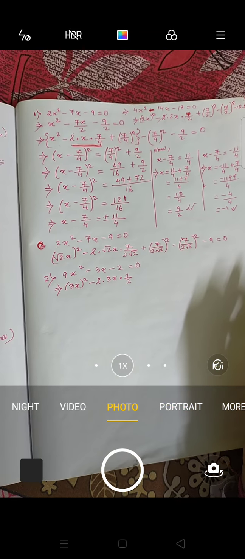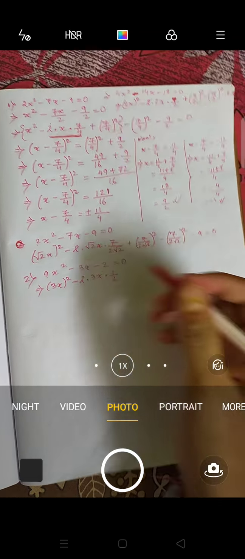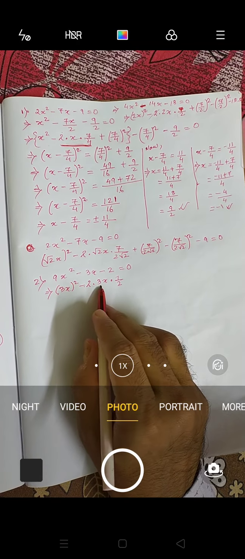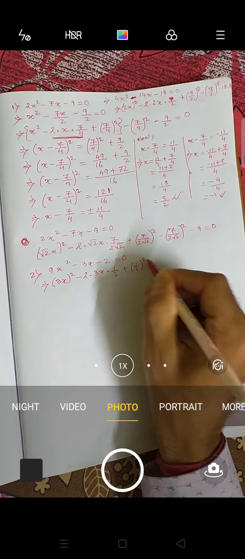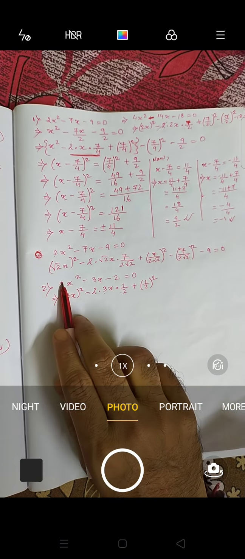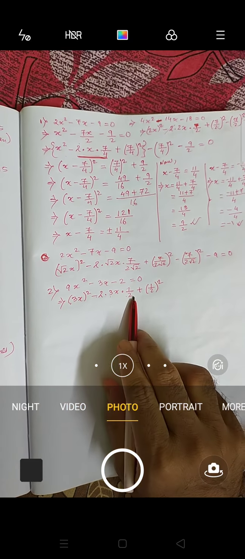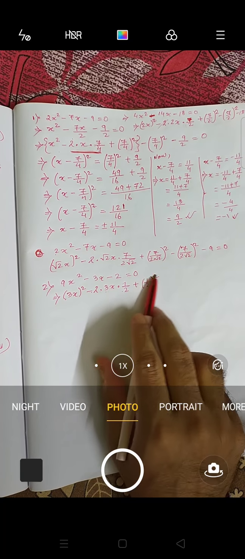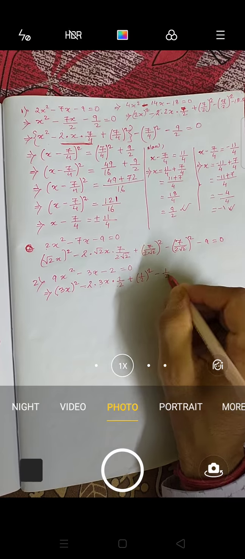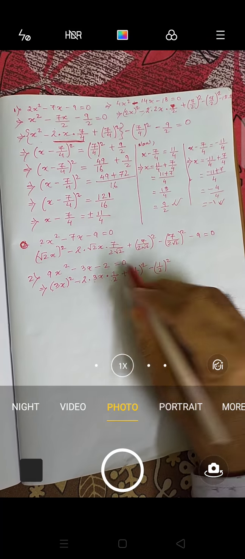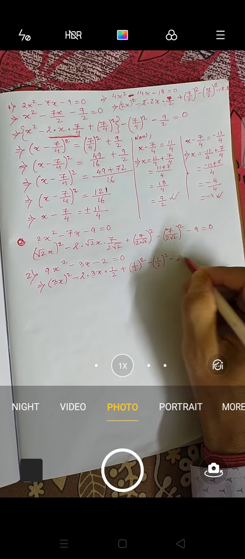Any problem? Okay, so this is a square minus 2ab plus b square. So b will be 1 by 2, whole square. Now this one if I solve, I will get this. This one if I solve, I will get this. If I solve this one, I don't get this one. So I'll subtract this 1 by 2 whole square, and this one is in the question, so minus 2 equals to 0. Is it clear to everyone?